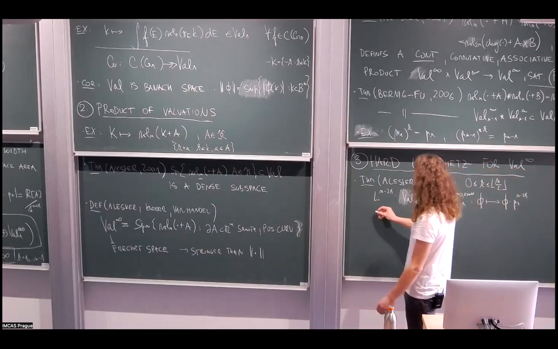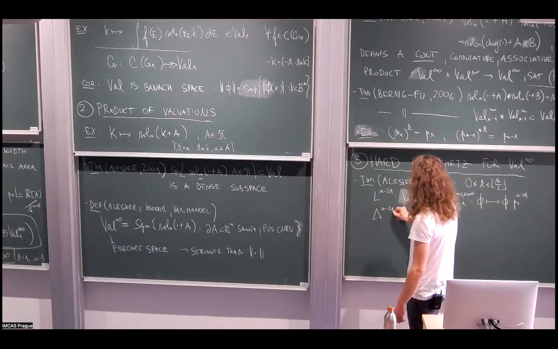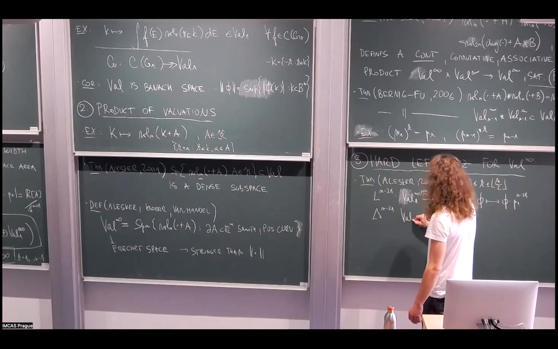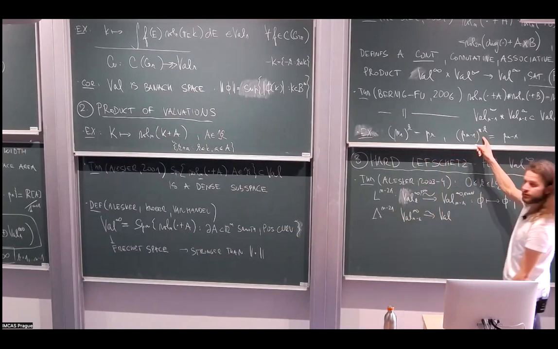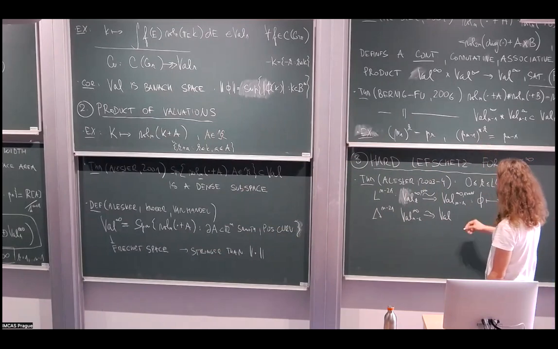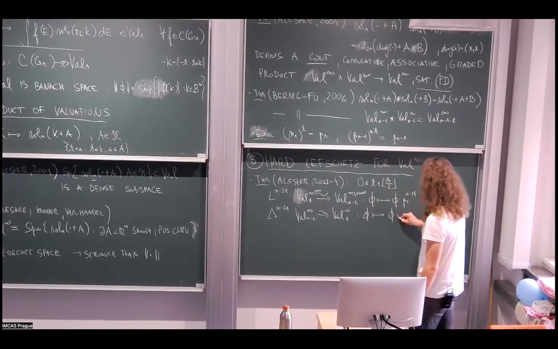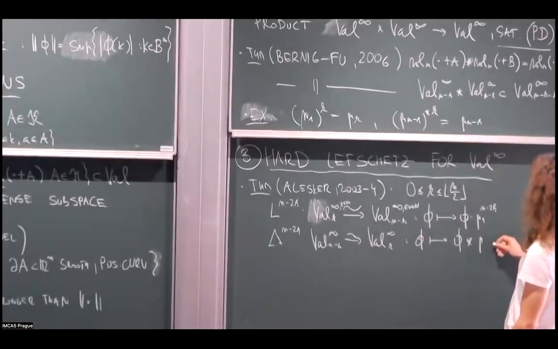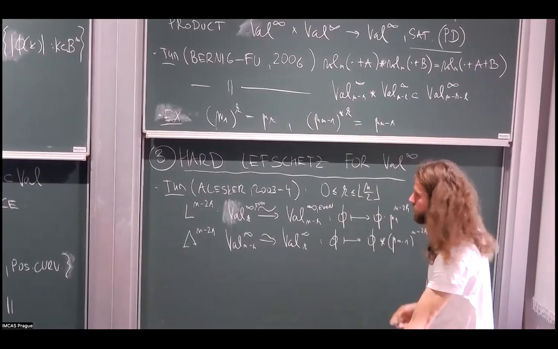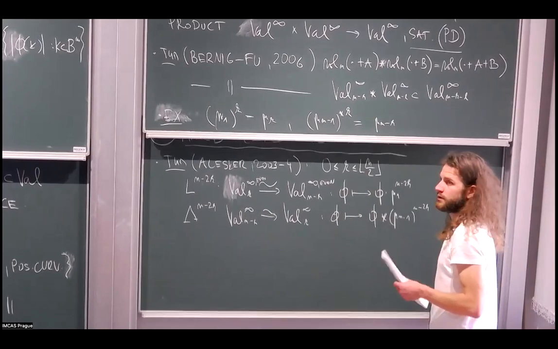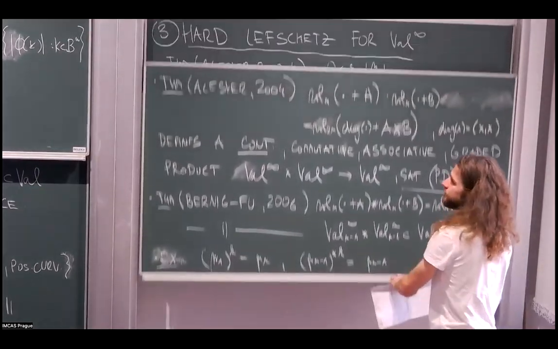And you also have a dual version for this, which goes in the other way, for the convolution with the other intrinsic volume, μ n minus 1 to the n minus 2k. Okay, so this was the very first discovery of the Lefschetz theorem.